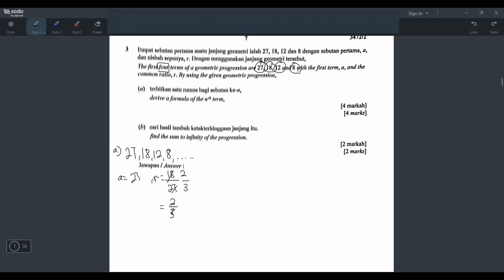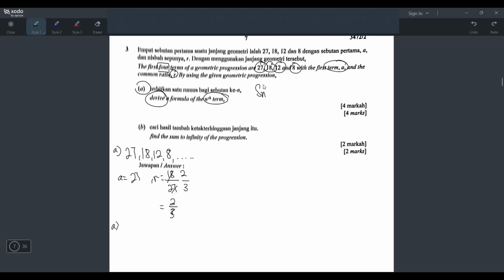Okay, now let's see what they want. With the first term A and the common ratio R, by using the given geometric progression, question A: derive the formula for the nth term. Okay, in trial papers, they really like to ask to derive formulas. But for the progression chapter, the formula they like to ask most is the Sn formula, Sn for arithmetic and Sn for geometric.